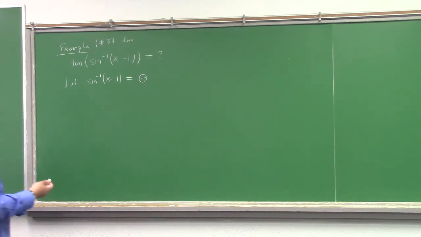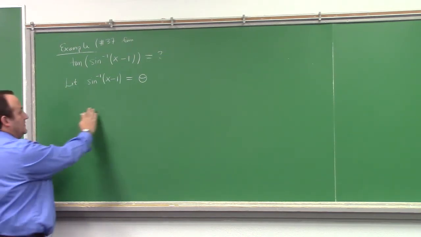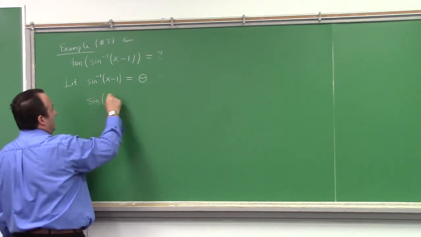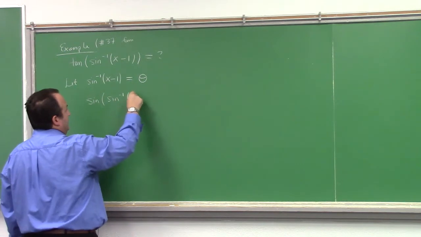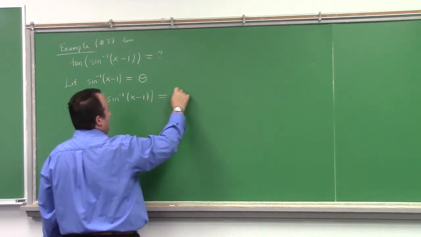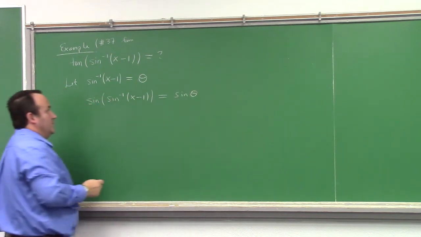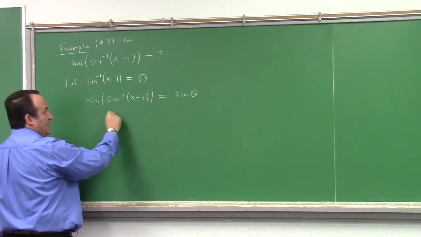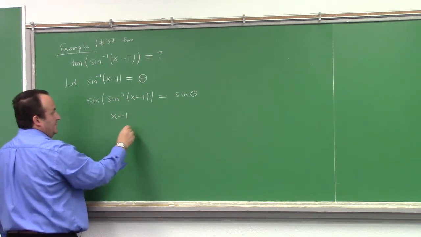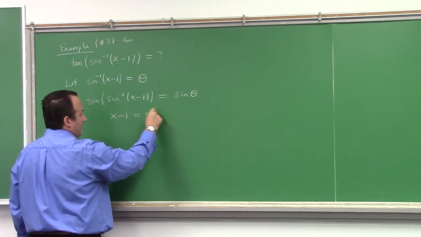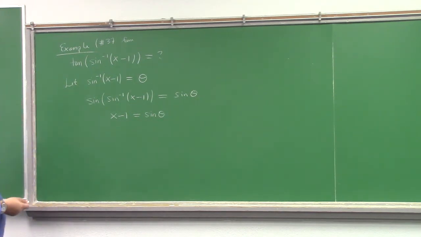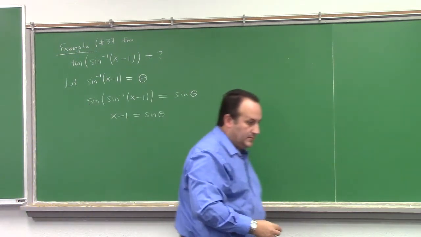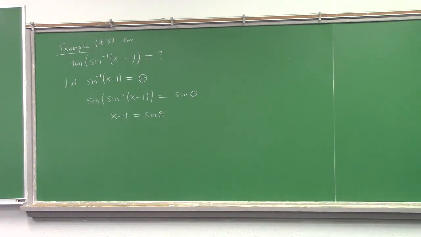Now, if that's the case, remember how inverse sine and sine work. If we take sine of both sides, what happens? What's the sine of the inverse sine? These are inverse functions, right? So this just gives me back x minus 1, equal to sine theta. Now, our goal here is to calculate tangent theta. That's the whole problem.